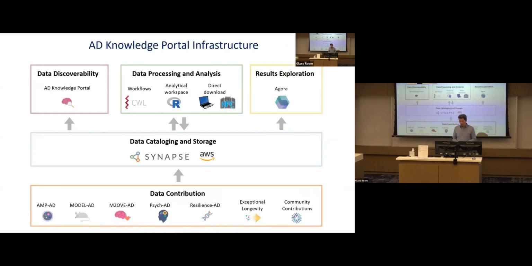So this is a little bit about the AD Knowledge Portal infrastructure. There are different parts of it in terms of the data catalog and storage and contributions from all of these different models, which ultimately lead to data discovery, processing, and results exploration. A lot of it is already built, so you don't have to build it yourself. I encourage you to explore and use some of these resources that NIA has created in conjunction with the other NIH institutes. But the AD Knowledge Portal doesn't operate in a vacuum.